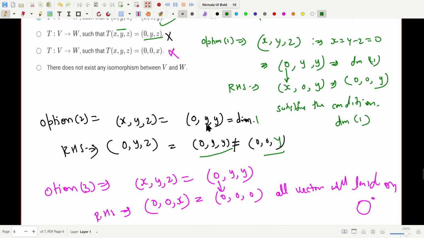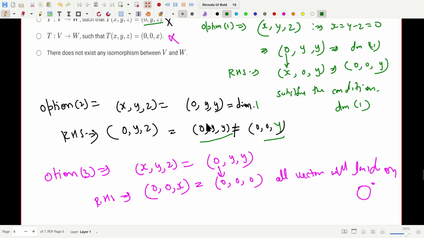And the third option says (0, 0, x), and from V we have (x, y, z) equal to (0, y), because x is equal to 0, it is given. So if W will be (0, 0, x), then it will be the (0, 0, 0) vector. So all the vectors will land on 0. So the third option is also not possible, because it will become the (0, 0, 0) format.